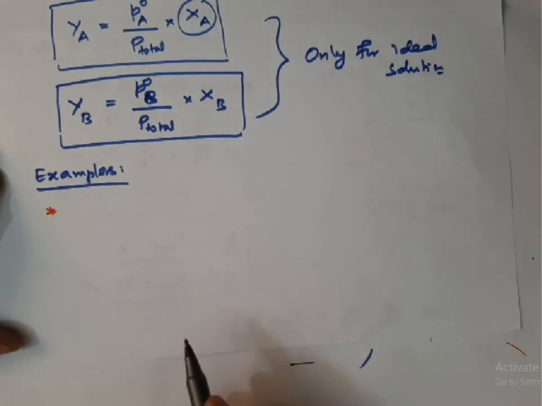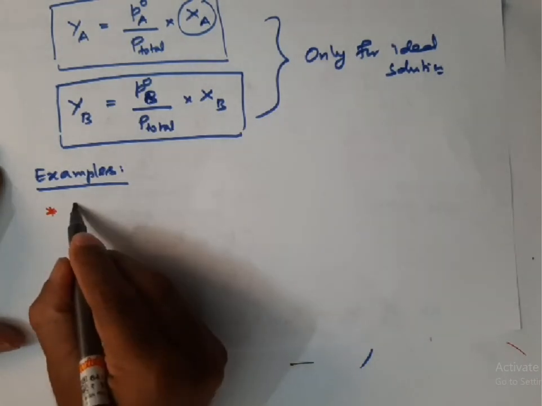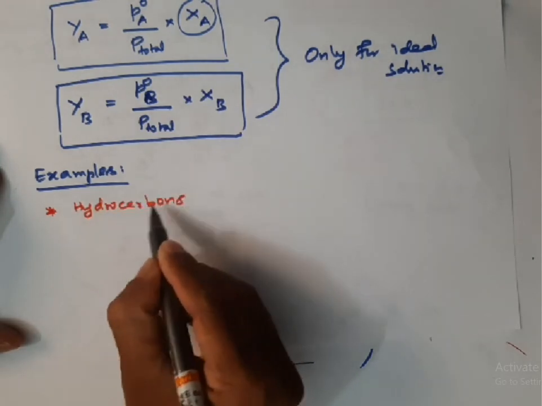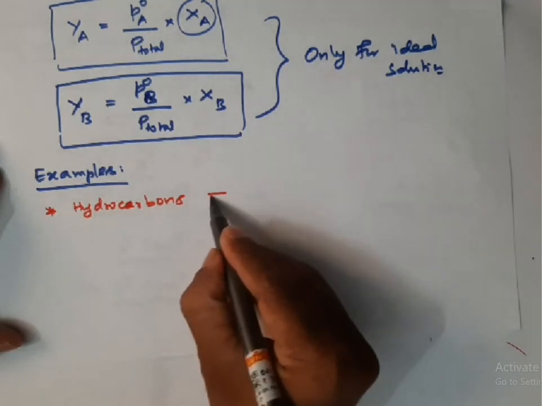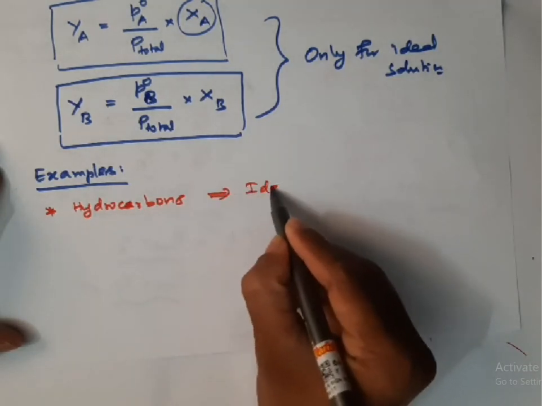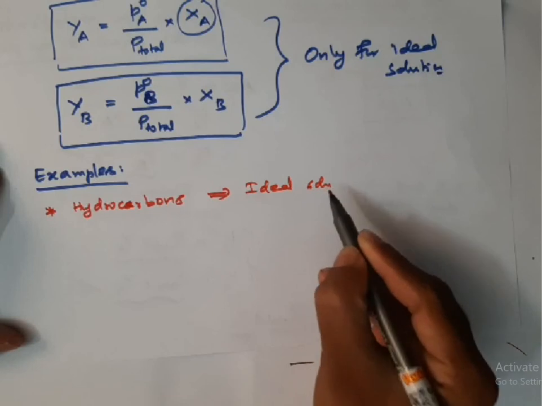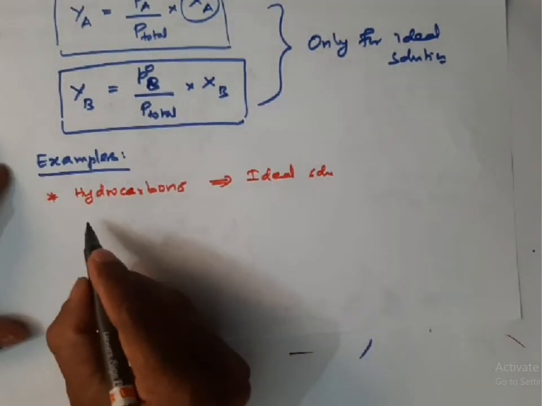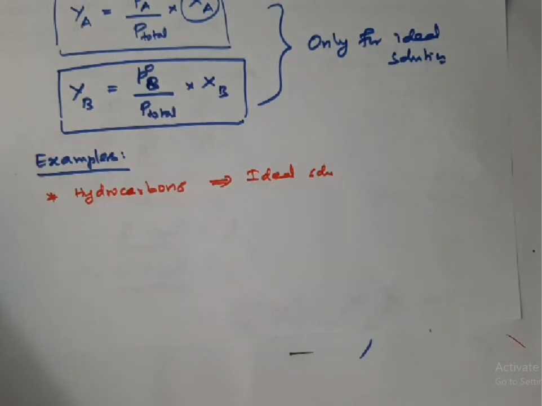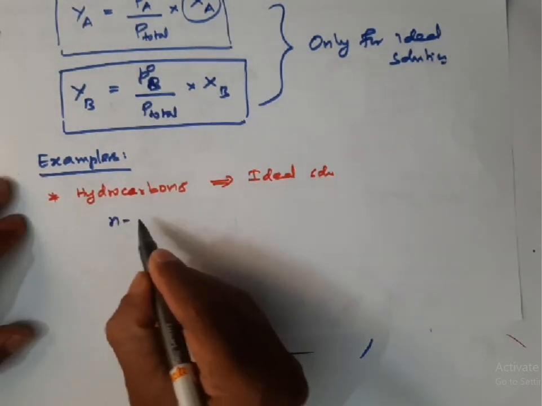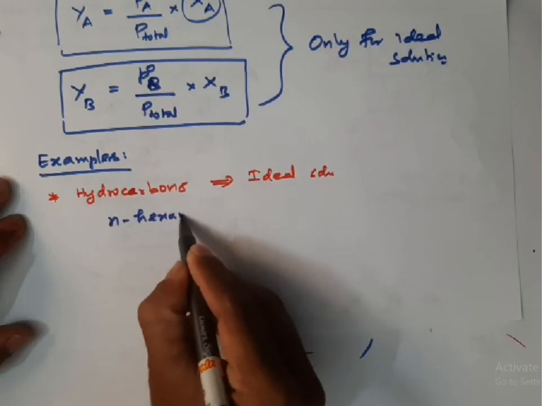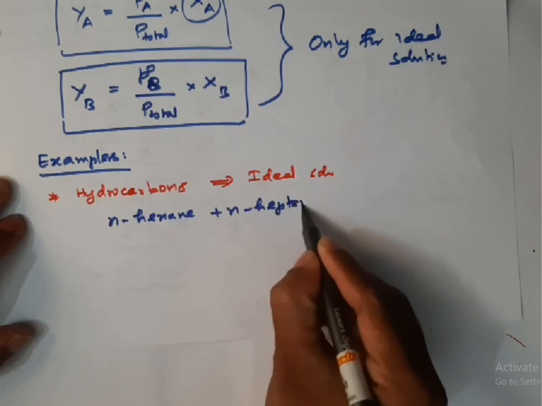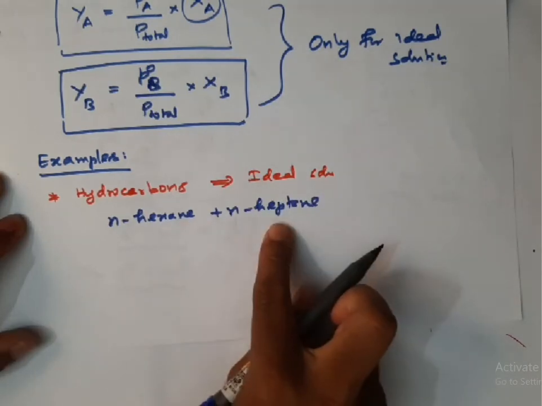What is that? Usually, if you have a mixture of hydrocarbons, they form ideal solutions. Say, for example, N-hexane plus N-heptane. Let me write here. This is liquid A, this is liquid B.